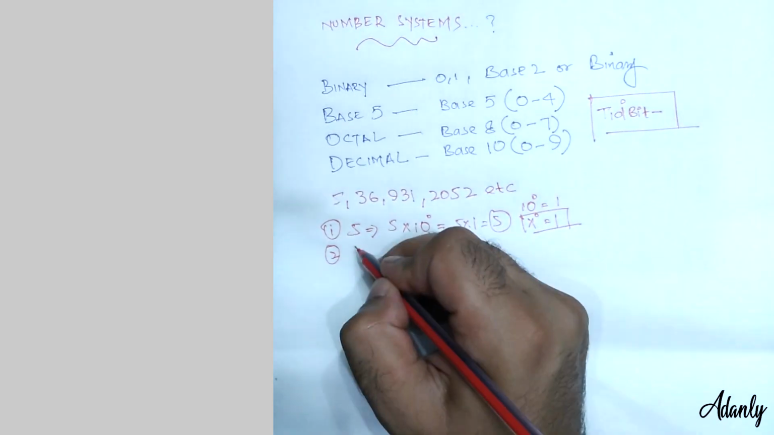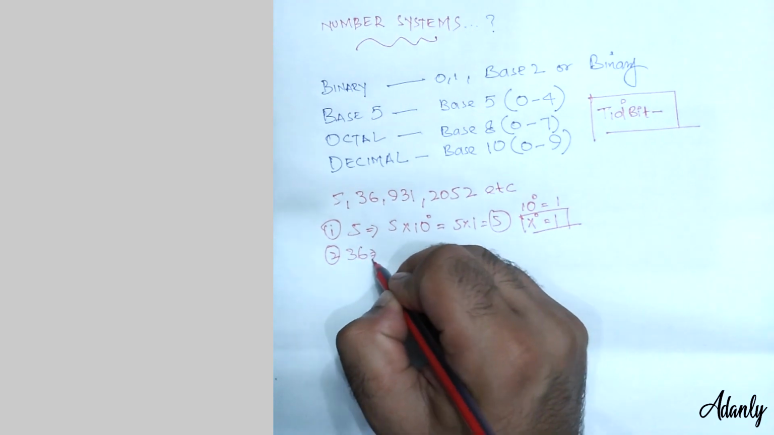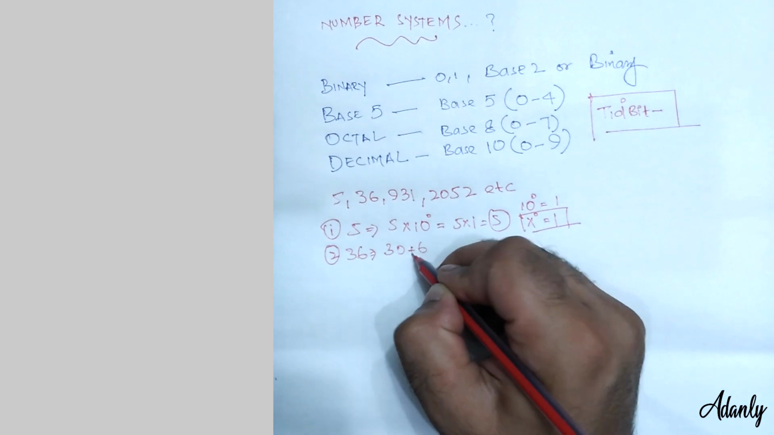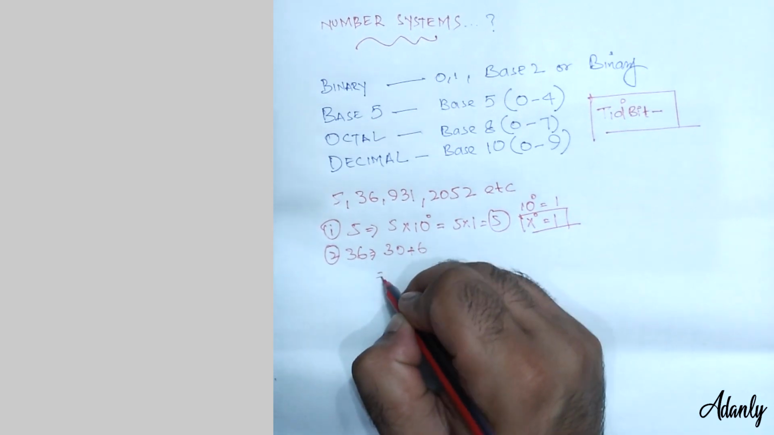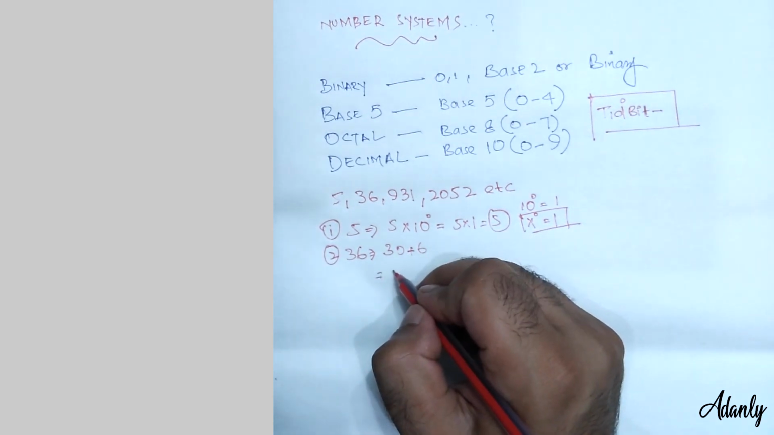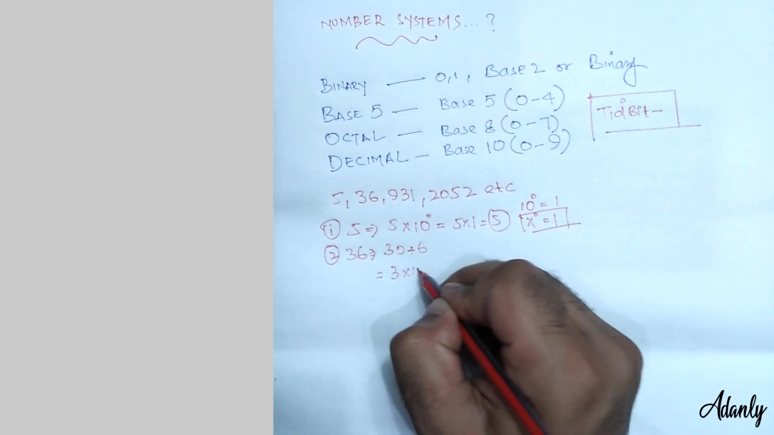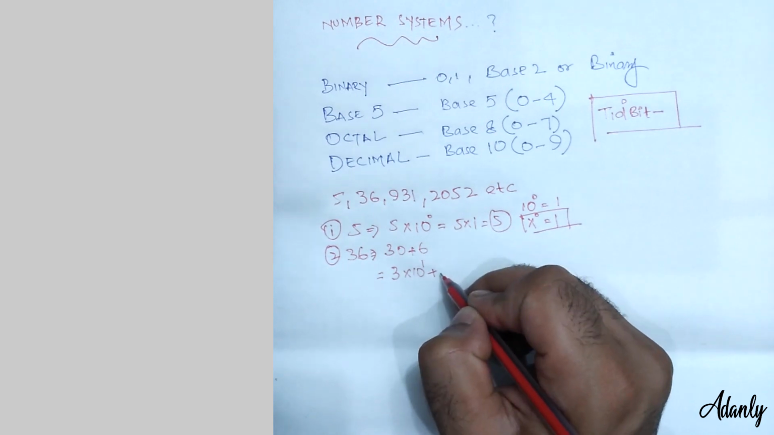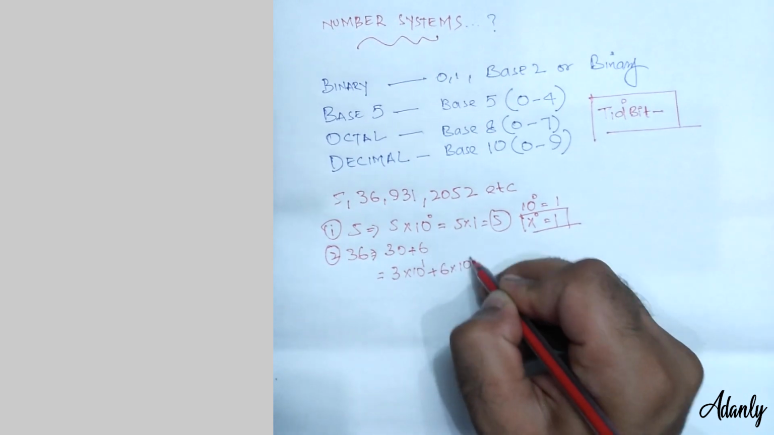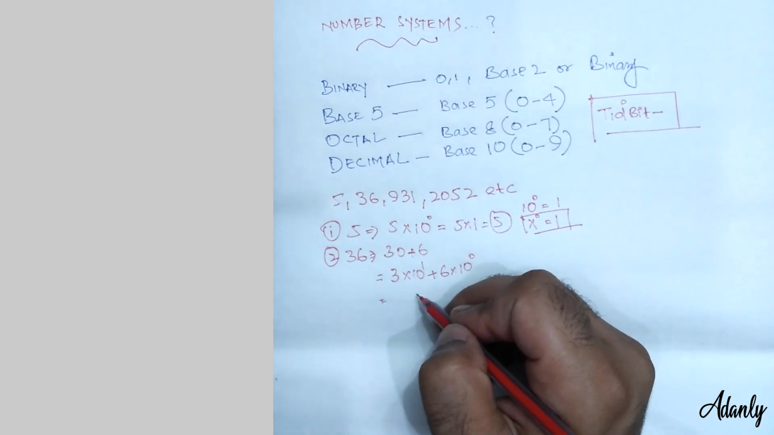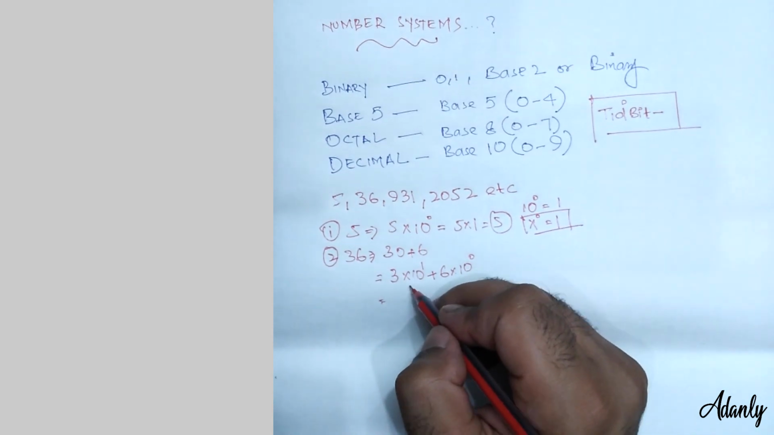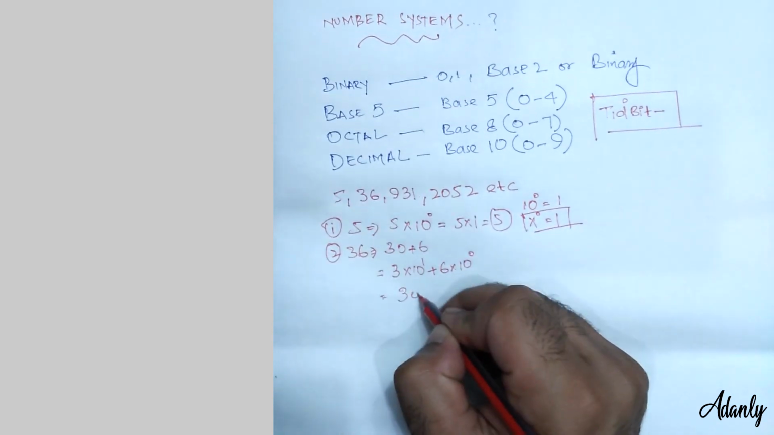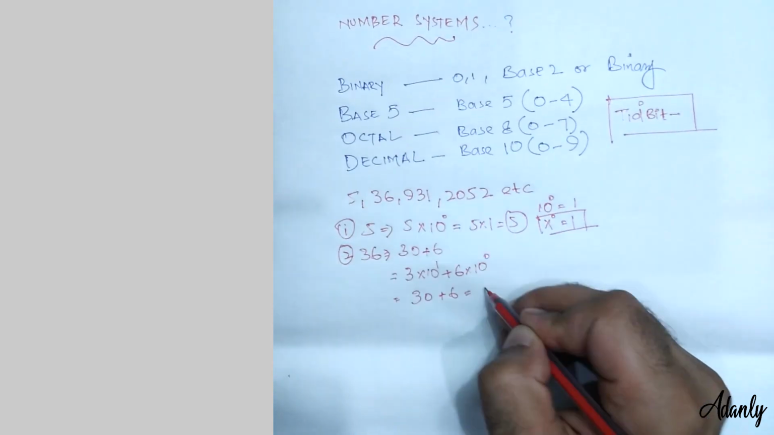Let's take another example, that is 36. So 36 will become 30 plus 6, where 30 can further be split into 3 into 10 raised to the power 1, plus 6 multiplied by 10 raised to the power 0, which will give us again 3 multiplied by 10 equals 30, plus 6 equals 36.